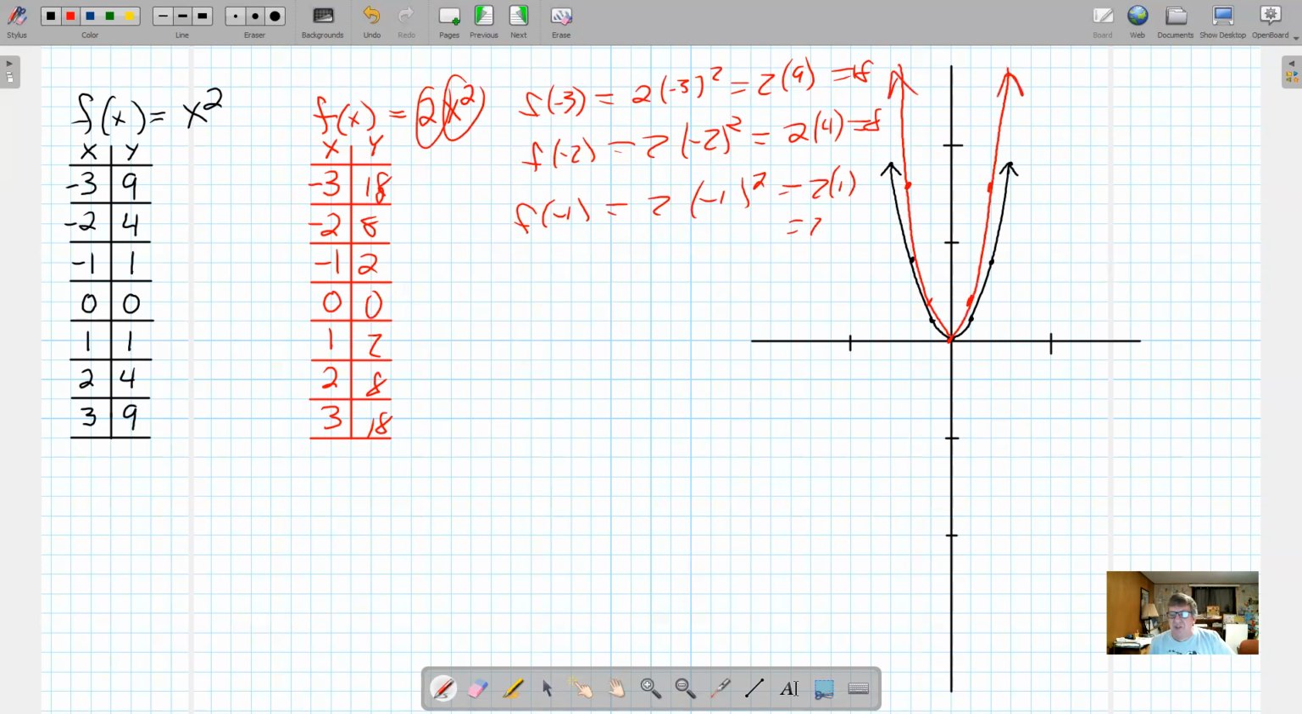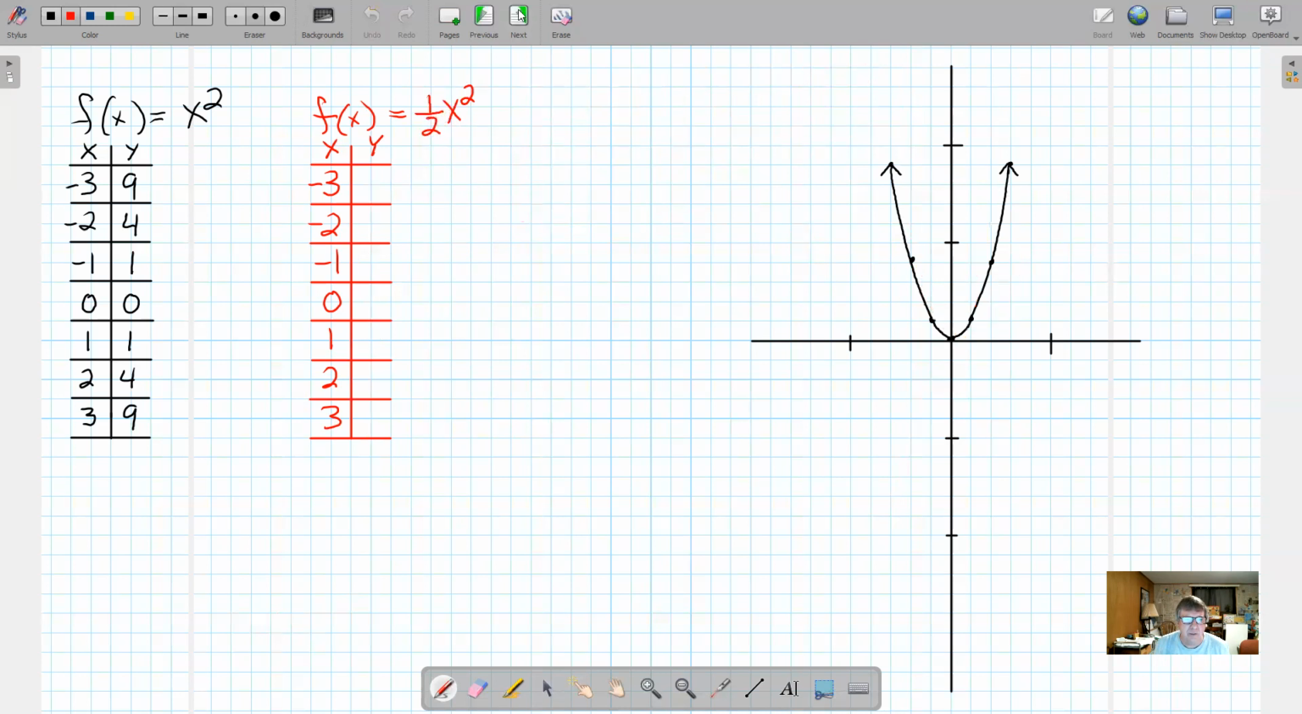So now the shape has changed, hasn't it? It's gotten narrower and taller, okay? Because again, this y value is half of that y value. This y value is half of that y value. The red y values are double the black y values, okay? All right, now, let's see here. I think that's the last one I had.